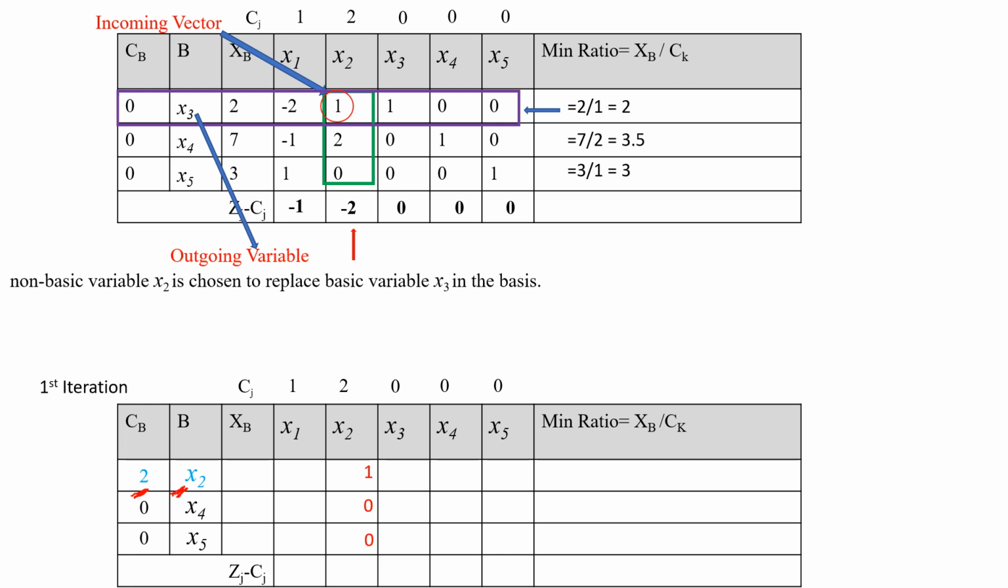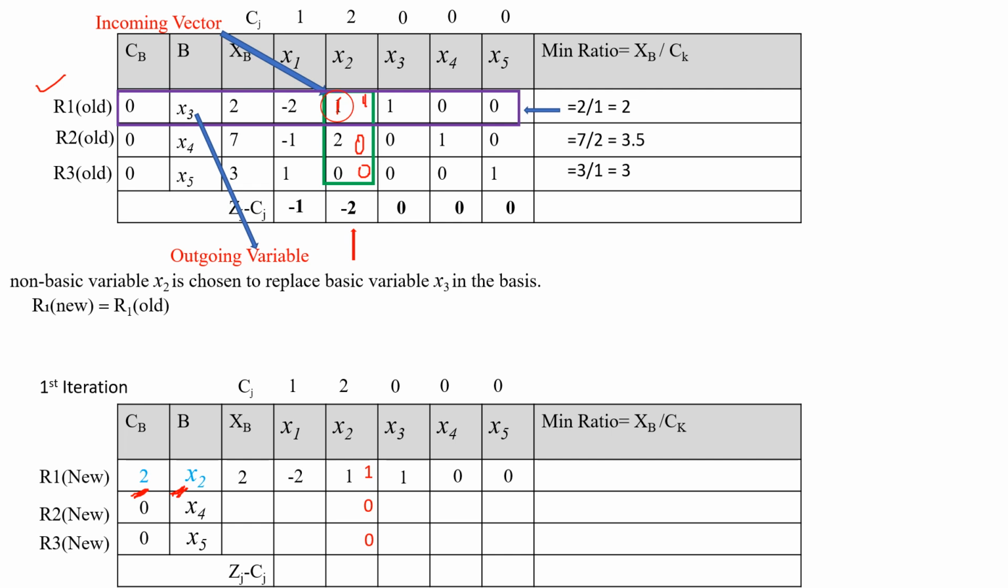Then once again you have to do row operations to get 1, 0, 0 in the key column. First we do the row operation for the first row: R1 new equal to R1 old, because here we have to get the value 1. Already 1 is there, so there is no need to modify the R1 old row. So R1 new equal to R1 old.